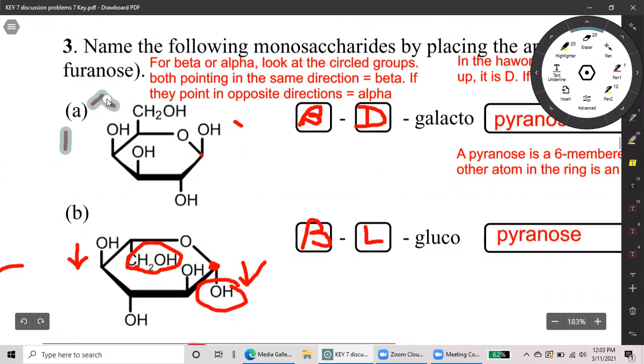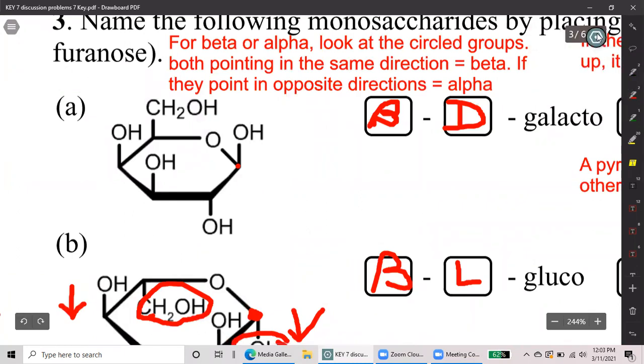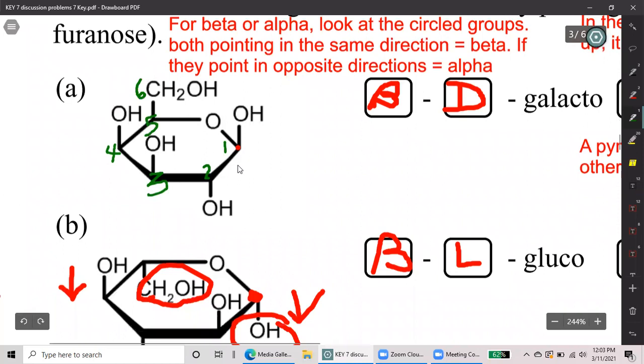Okay, so it's just more repetition and more practice of everything we've done. The first thing we do is we go ahead and number our carbons. So that's just 1, 2, 3, 4, 5, and 6. Okay, so the next thing we do is we look at our carbon 6. Our carbon 6 is facing upwards, so that means that it is D.